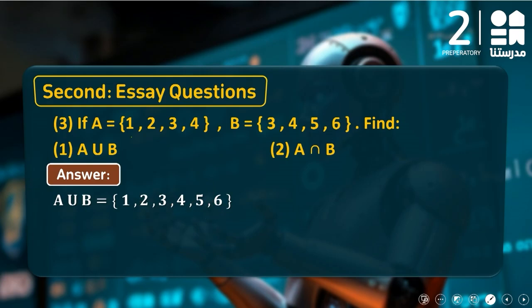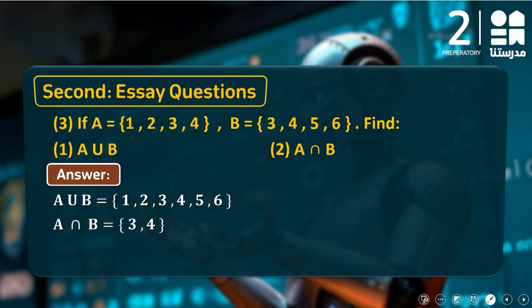This is about union. What is the meaning of the intersection of two sets? The intersection of two sets equals the common elements between the two sets. So to find A intersection B, we have to find the common elements between set A and set B. What are the common elements between A and B? We have 3 and 4. These are the only two common elements between set A and set B. So A intersection B equals 3 and 4.